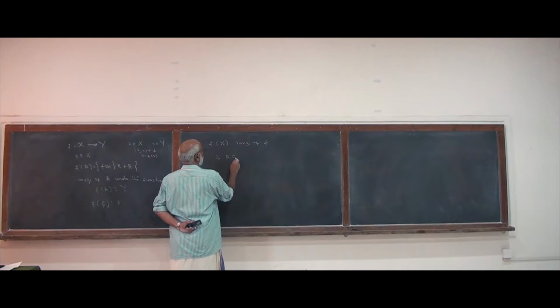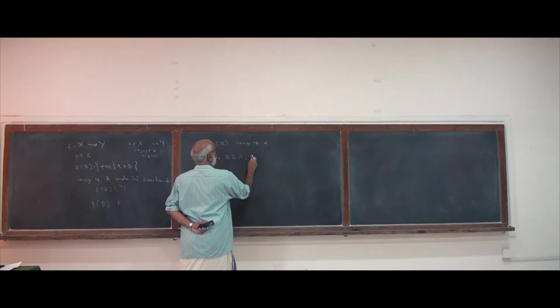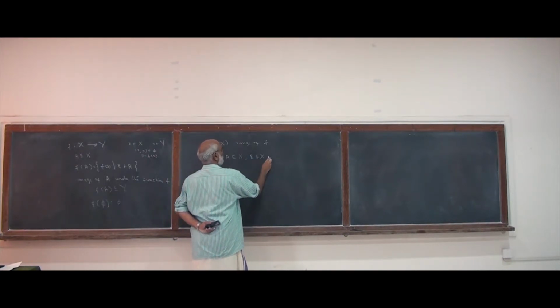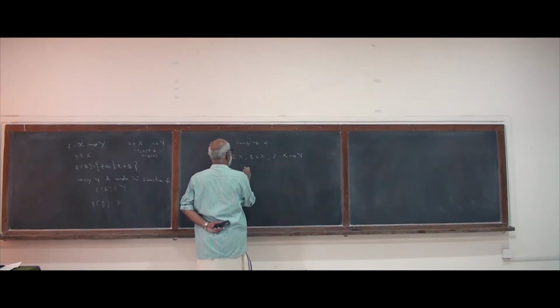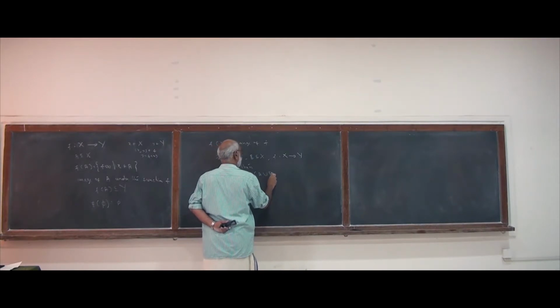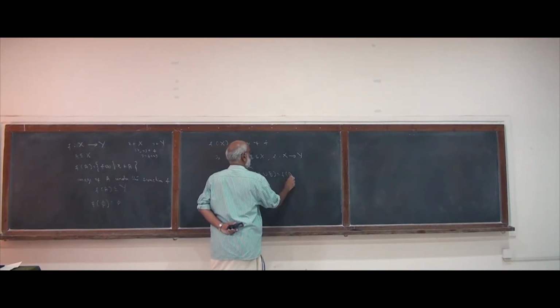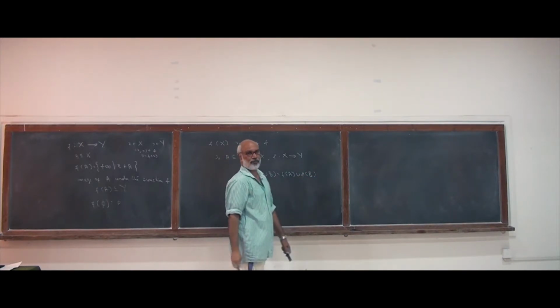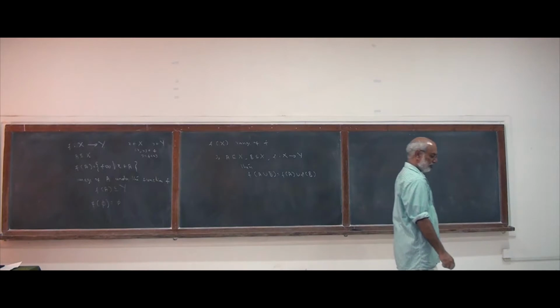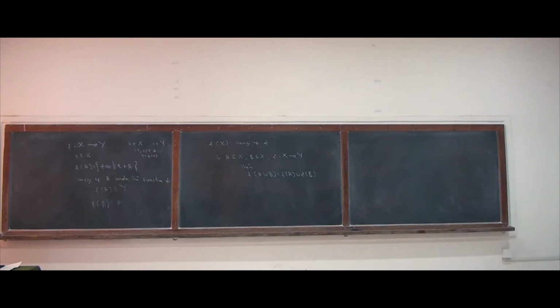If A is a subset of X and B is a subset of X, and f is a function from X to Y, then we have f of A union B is equal to f of A union f of B. The image of a union is the union of the images.